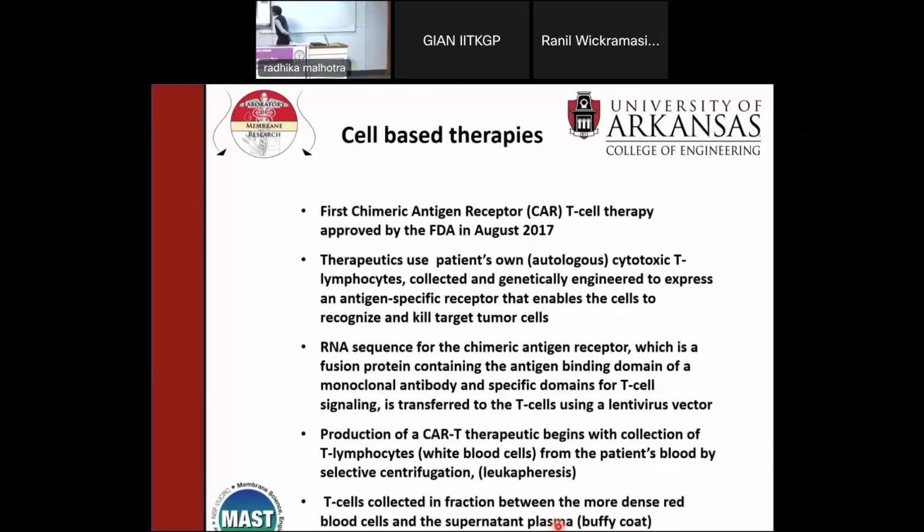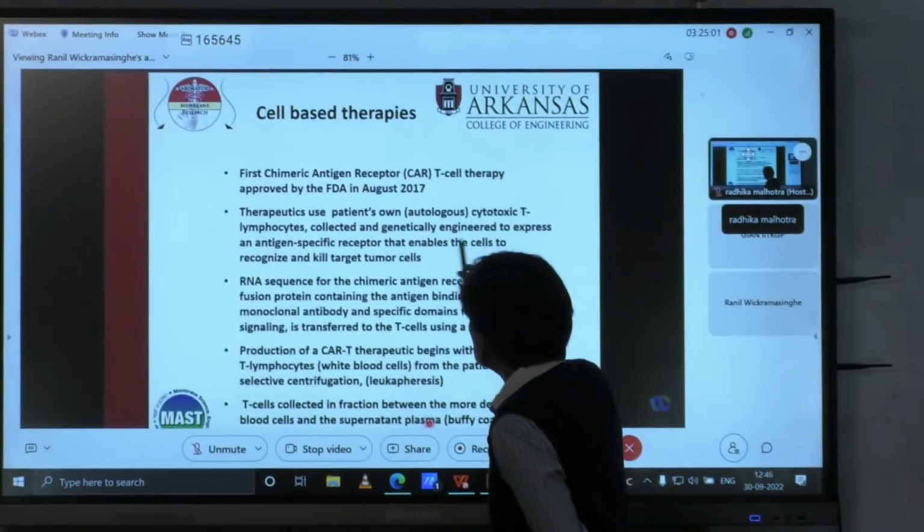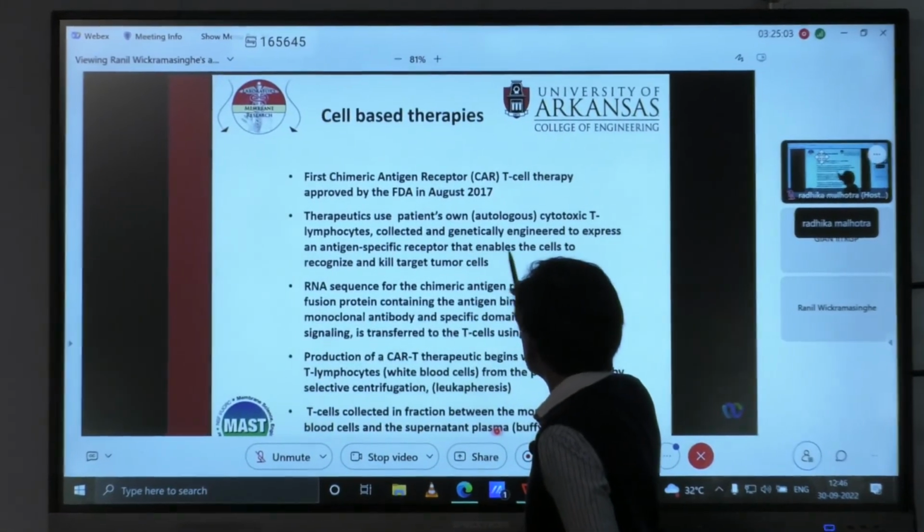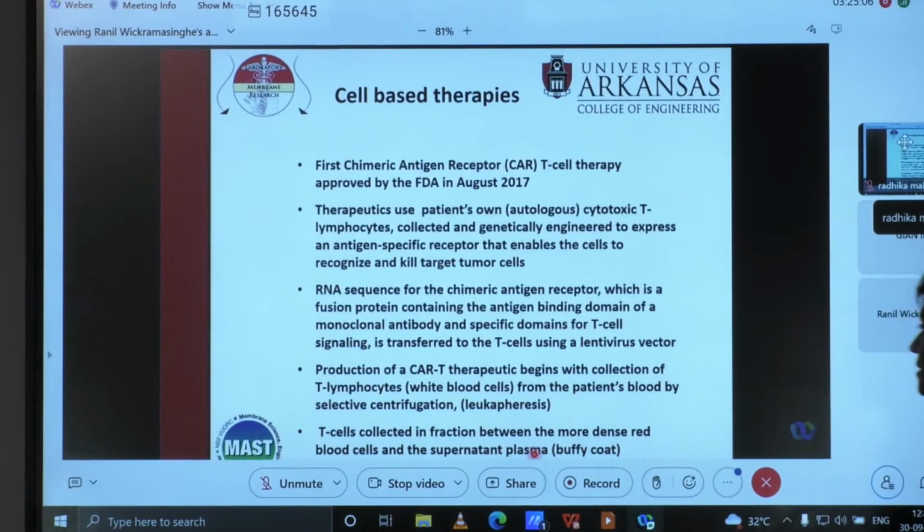The first of these chimeric antigen receptor-based T cell therapies was approved by the FDA in 2017. Therapeutics use patients' own autologous cytotoxic T lymphocytes, collected and genetically engineered to express an antigen-specific receptor that enables the cells to recognize and kill target tumor cells.